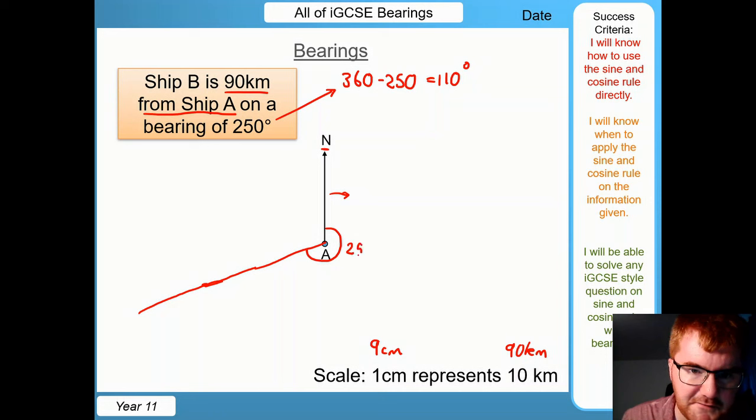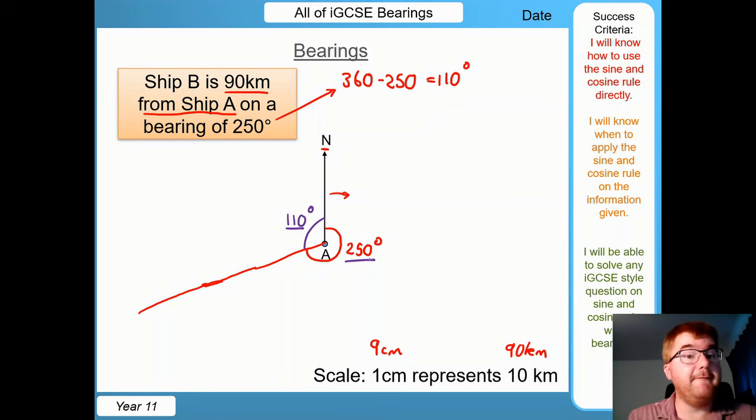This is 250 degrees because if we take a different color here, this angle here that we measure is 110 degrees and these two numbers add up to 360, which is a full point. So when you get those nasty reflex questions, just be aware that you can actually work backwards, and that will help you draw this bearing much more easily.